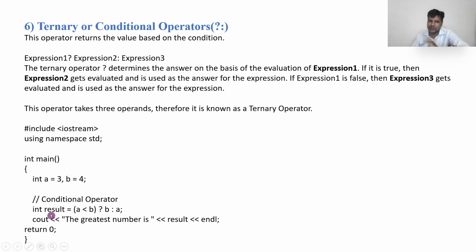Once again I will explain. a is equal to 3, b is equal to 4. What is the condition? If 3 is less than 4, it should take b. So if a is less than b, it should take b. If a is not less than b, that means the condition fails, it should take a. So the greater number is the result, that is 4. Let us see a small program, we can understand easily, right?